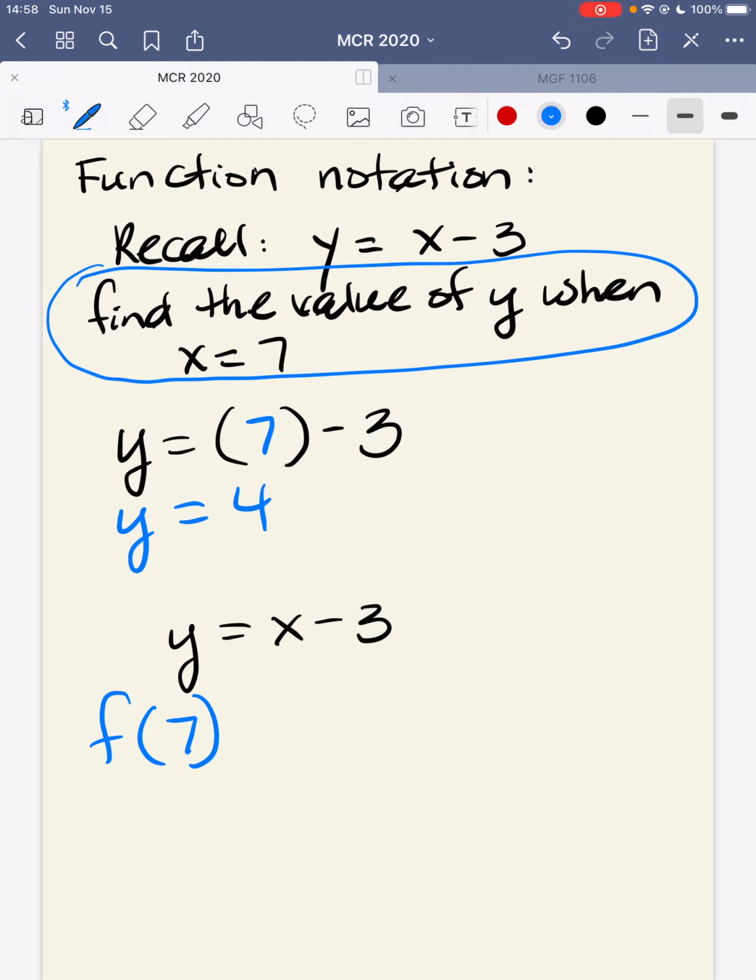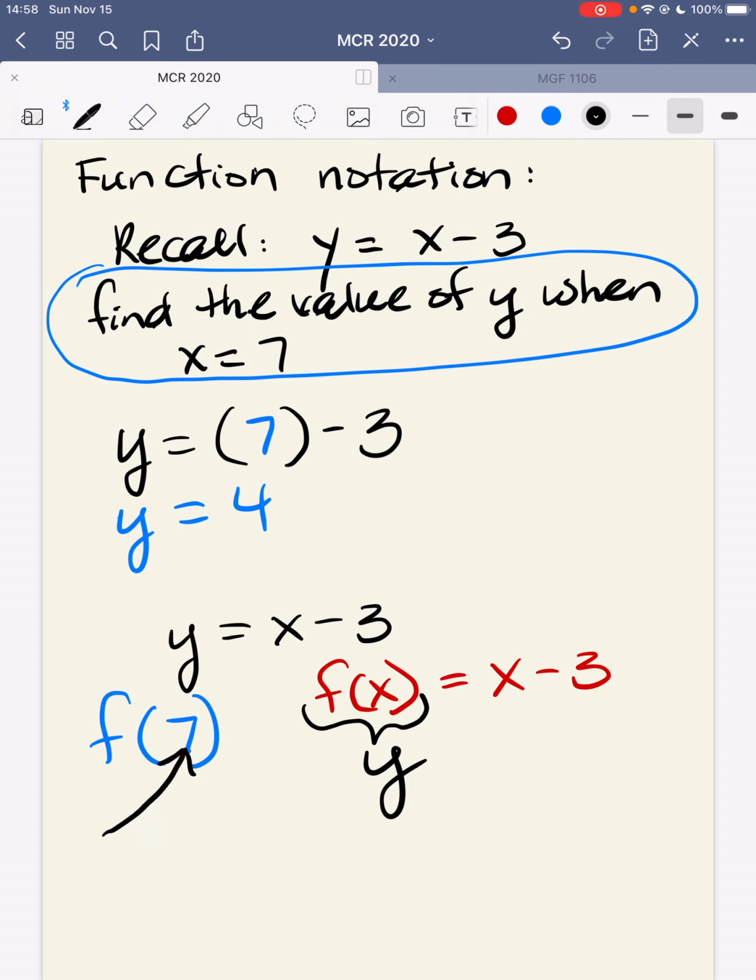Another way to write the equation that I have, y equals x minus 3, is f of x is equal to x minus 3. And all f of x means is y. Okay. The value inside the parentheses is an x value. So in this case, inside the parentheses, I have a 7, which would mean that wherever there is an x, I'm going to replace it with 7. It means the same thing as all these words right up here.